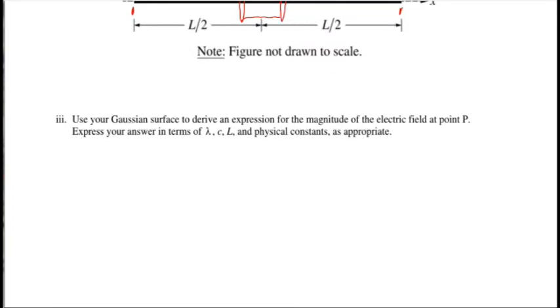For part 3 of part A, they're asking us to use the Gaussian surface to derive an expression for the magnitude of the electric field at point P, and to express the answer in terms of lambda, which is the linear charge density, C, which is the radius or the distance from the point, L, which is the length of the charged cylinder, and any physical constants. So we've already set it up, and we know that we've got a cylinder here.